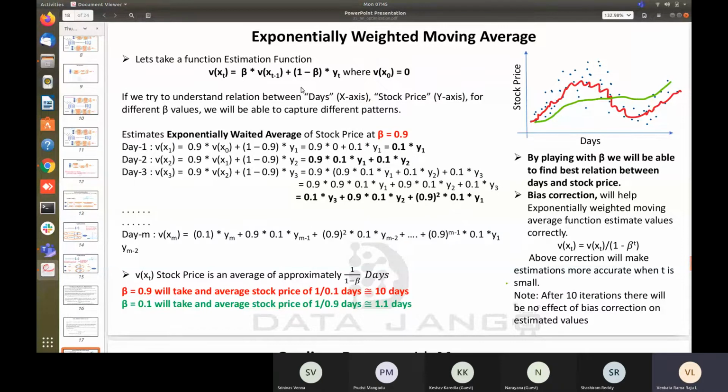what will happen? You substitute beta here, it is 0, and v of x0 is anyway 0, so this part is going to be 0. 1 minus 0 into y1 is y1. V of x1 is equal to y1, right? So beta 0 is satisfying, but beta 0.9 is not satisfying.